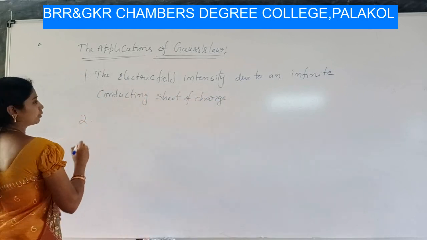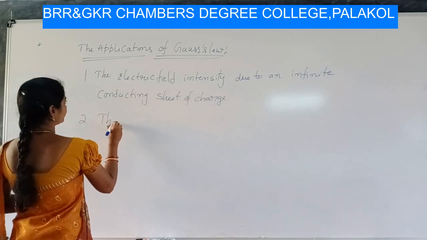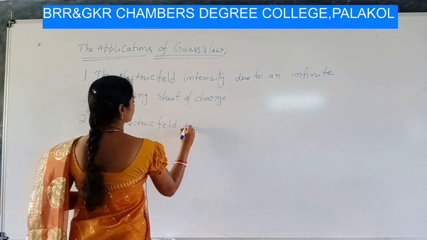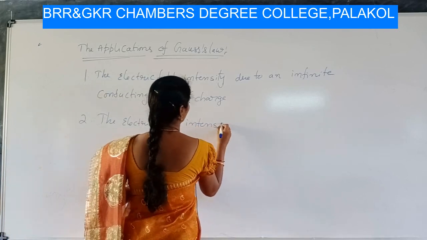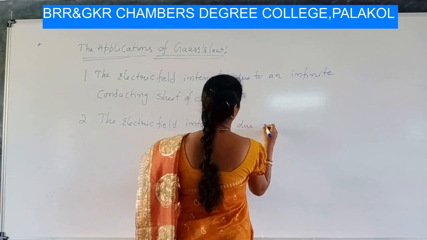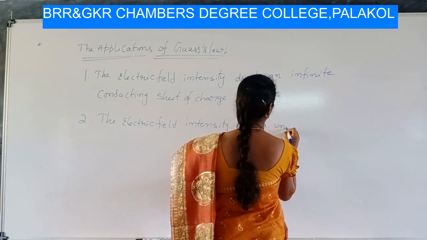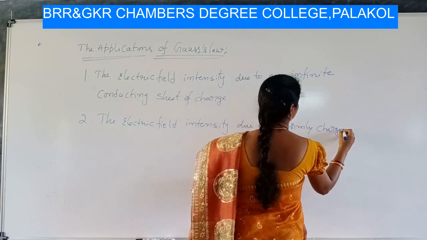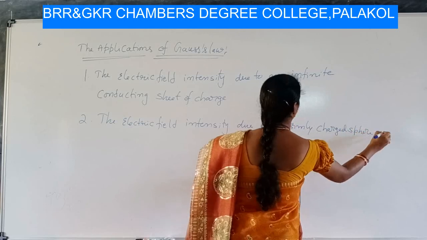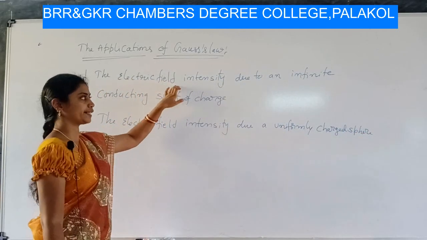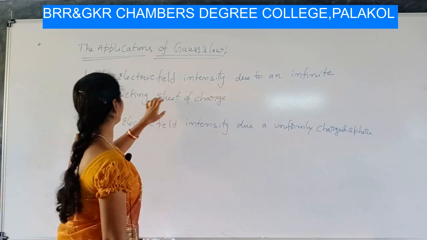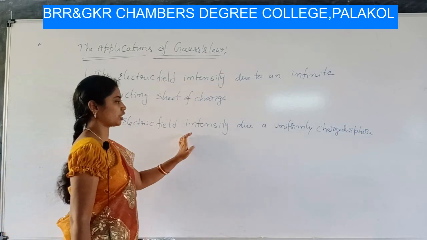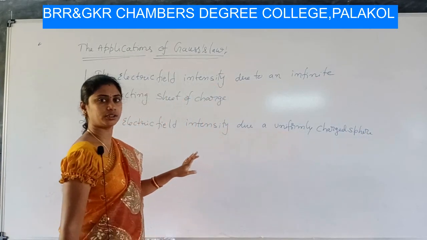The second one is the electric field intensity due to a uniformly charged sphere. The first one is the electric field intensity due to an infinite conducting sheet of charge, and the second one is the electric field intensity due to a uniformly charged sphere.